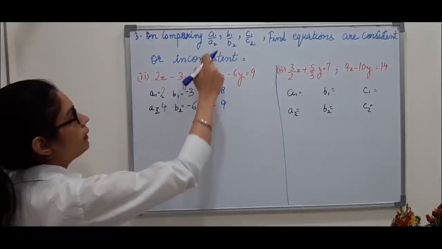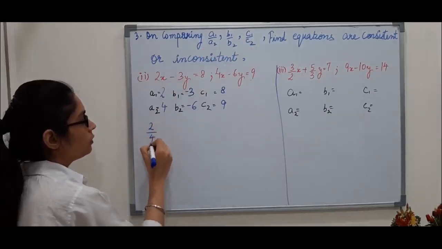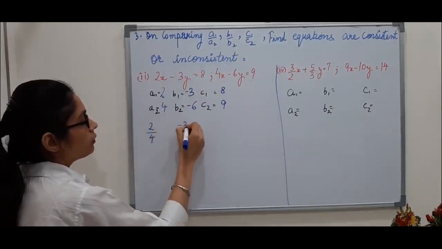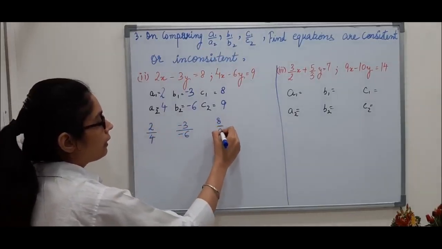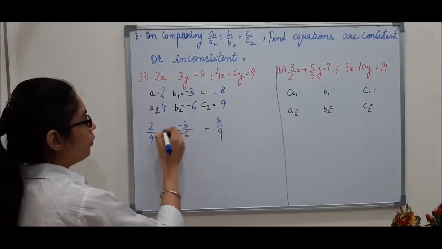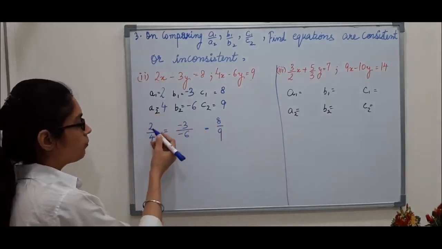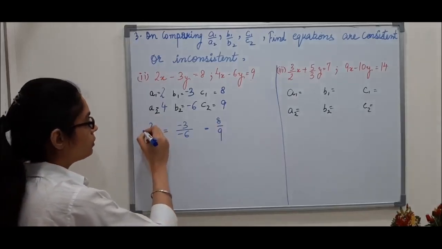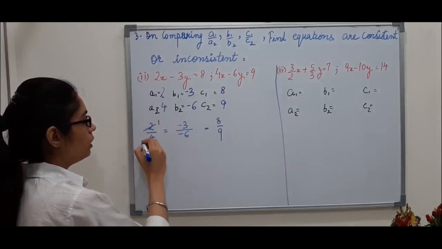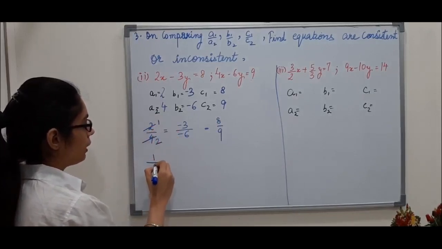So I'll write it in ratio form now. 2 by 4, minus 3 by minus 6 and 8 by 9. Now let's see if further simplifications are possible. 2 and 4 both can be cancelled in the table of 2. 2 into 1 is 2, 2 into 2 is 4. So this is simplified as 1 by 2.